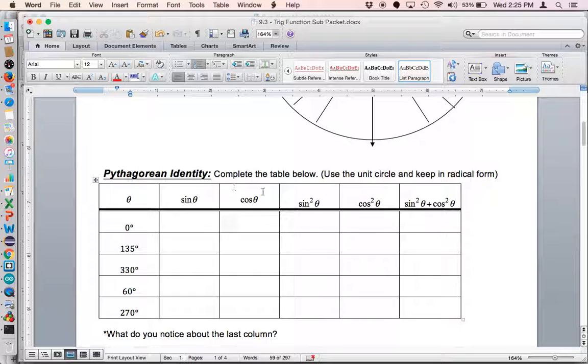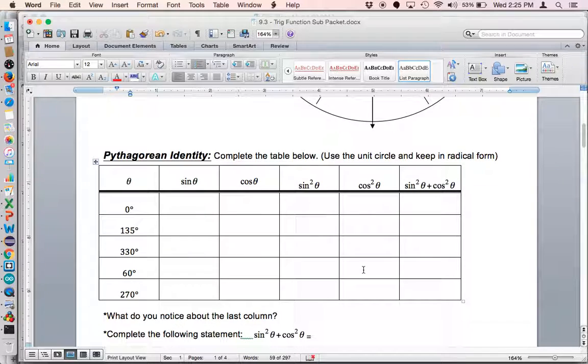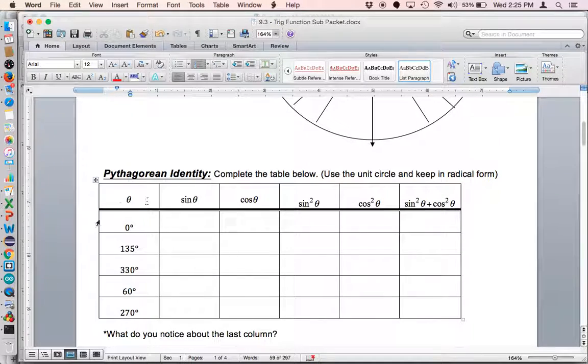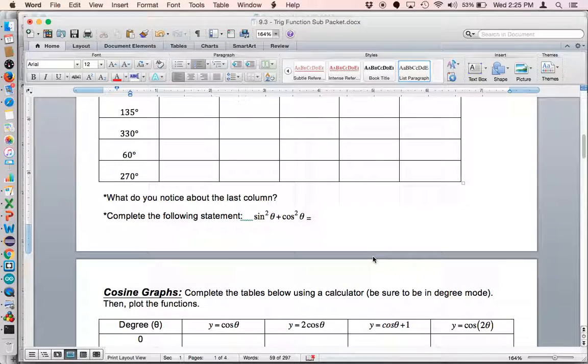Now here's the thing, no calculator allowed here, okay? Can I say that one more time? So put your phone down. I see you looking at your phone. Look up here. No calculator allowed for the Pythagorean identity part. You have to use the unit circle and you have to square things manually and add them together manually, okay?